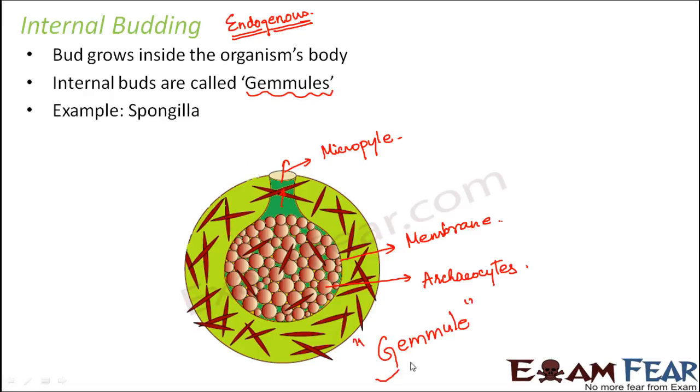Please remember this terminology, because a lot of times it happens that you know what is internal budding, you know examples of internal budding, but somebody asks you what is endogenous budding, and then you feel that you don't know what it is. Endogenous is internal budding. Similarly, gemmules are nothing but the internal buds. Because of this gemmule formation, internal budding is also termed as gemmule formation. So gemmule formation is also an alternative name for internal budding.